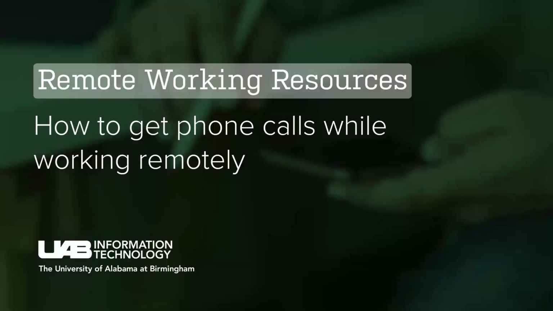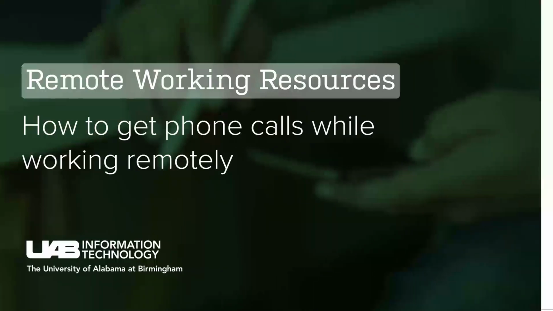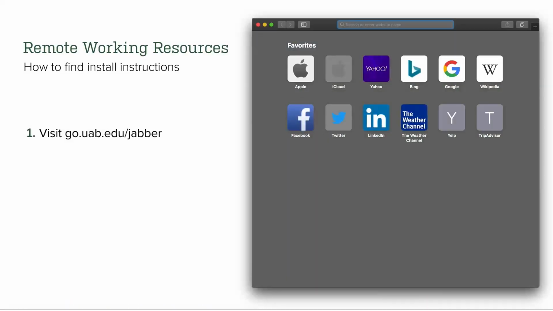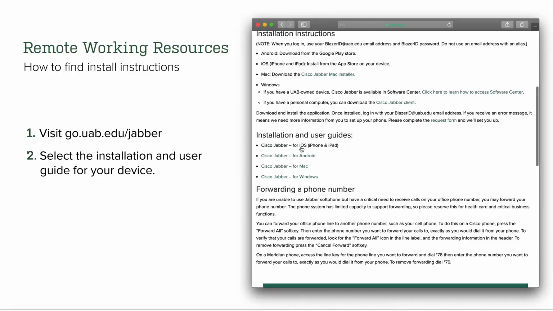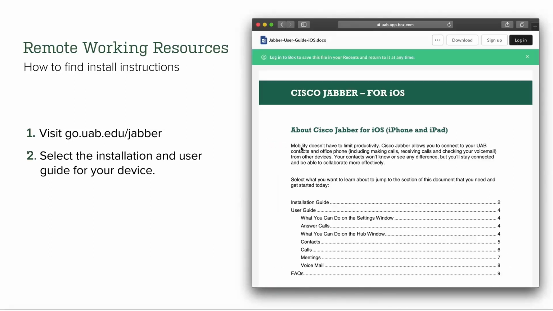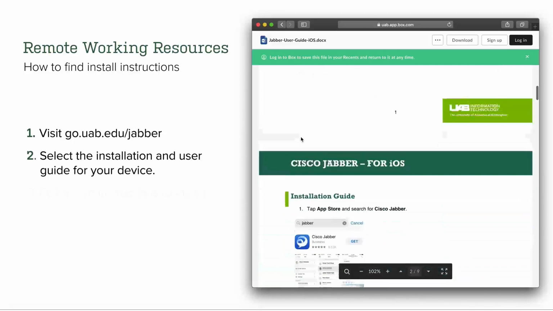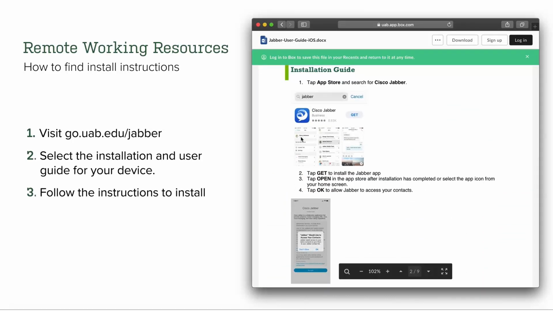This video covers how to use Cisco Jabber to take your Cisco VoIP UAB phone calls from another device such as mobile or desktop. Find installation instructions at go.uab.edu/jabber. There, you will select the installation instructions and user guide for your device. Follow the instructions to install.